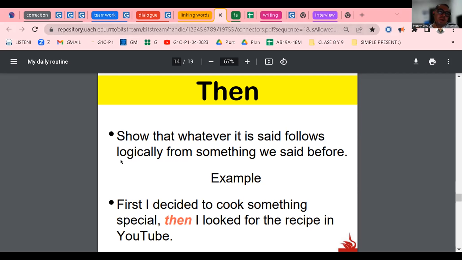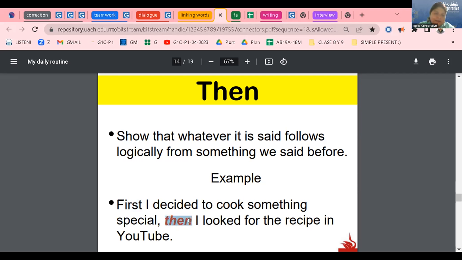Show that whatever is said follows logically from something we said before. Okay, so show that whatever is said follows logically from something we said before. Entonces, para mostrar que lo que sea que digamos sigue lógicamente de algo que hemos dicho antes. Ejemplo, first, I decided to cook something special. Then, I looked for the recipe in YouTube.